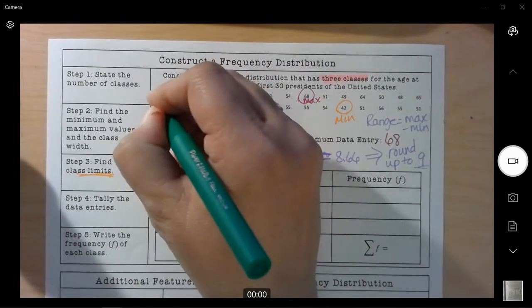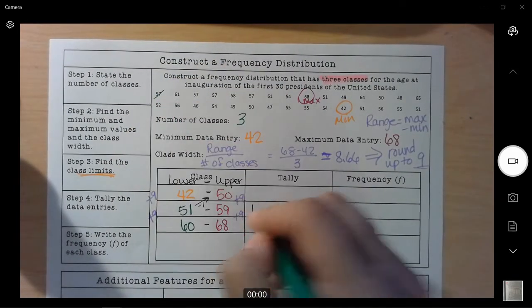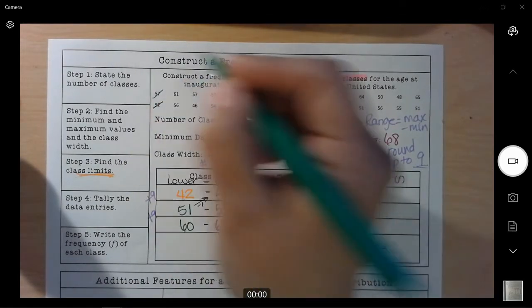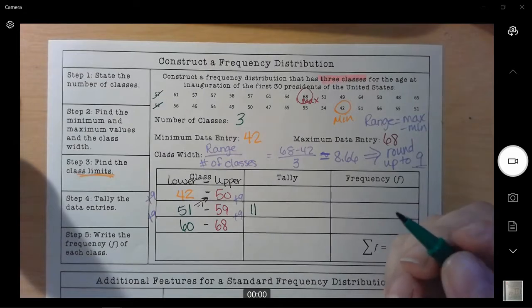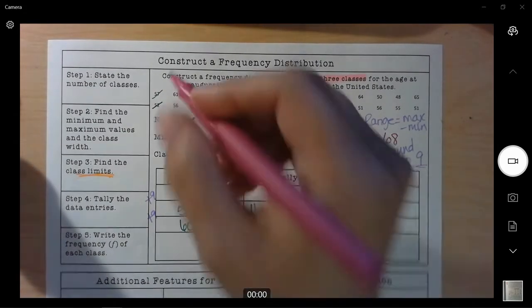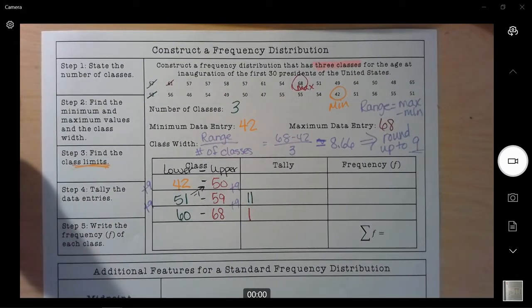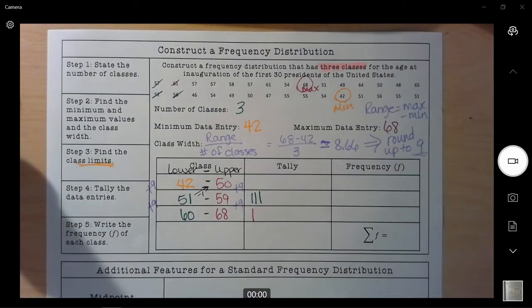So as you do your tally marks, I suggest you go ahead and cross them out. So 57 would go between 51 and 59. I'll do down and then across. 52 would be between 51 and 59. 61 would end up being in the third group. 56 is in the second group. Now I'm color coding them just to make it a little easier.